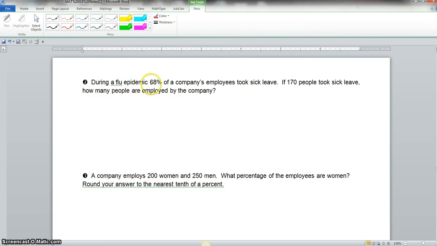Number 2, it says, during a flu epidemic, 68% of a company's employees took sick leave. If 170 people took sick leave, how many people are employed by the company? So basically what we need to do is take 68% or 0.68 of the amount of people employed by the company, which is supposed to equal 170 people. Because remember, it says 68% of the company's employees took sick leave, and we're trying to find out how many people are employed.